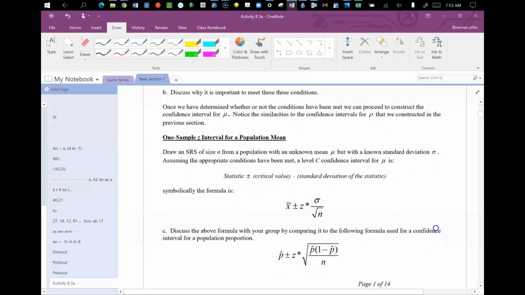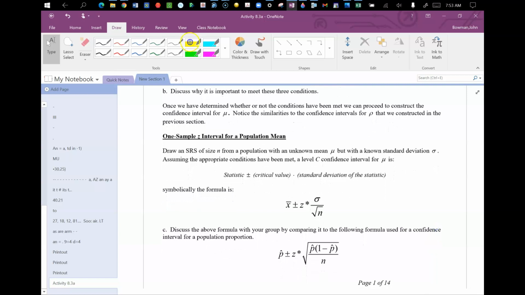So here is the general formula for any confidence interval. You take a statistic and you go up and down from that statistic a certain number of standard deviations. That's your critical value based on the level of confidence you want. And you multiply that times the standard deviation. So that part highlighted in blue there is considered our margin of error, and that part in yellow is considered our point estimate.